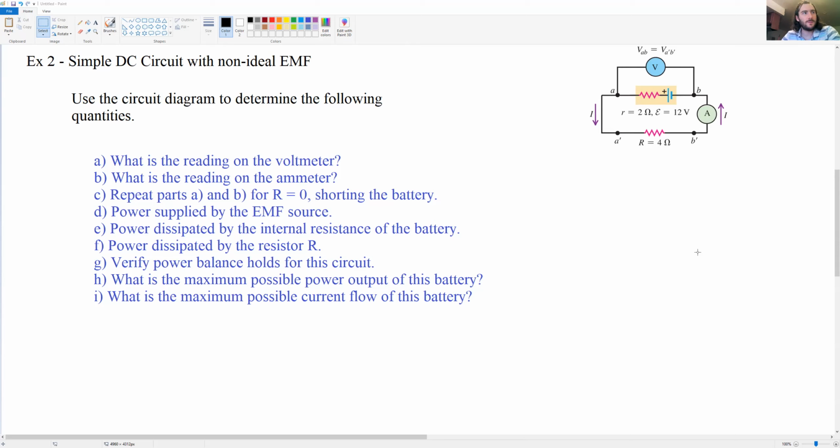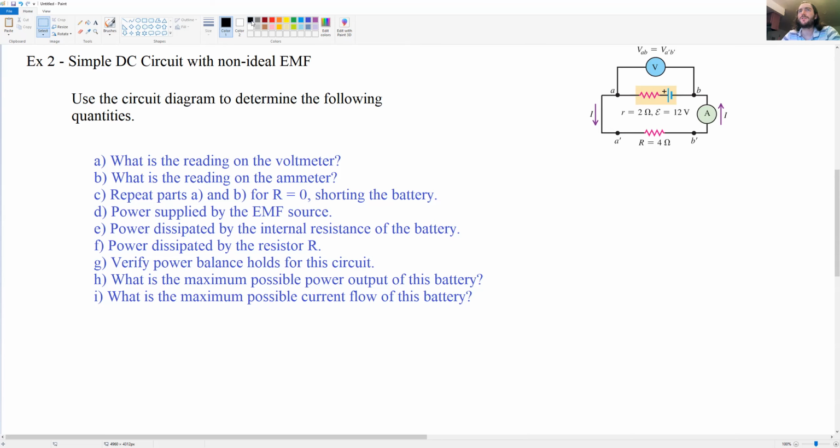But if we go through the theoretical process of analyzing that situation when we short the battery, what it tells us is something about perhaps the maximum amount of current that could flow in that circuit, which is a question I've asked later, or it tells you about the maximum amount of power that that battery can output. Those are some of the later questions. So once you go through A, B, and C, then I'm asking some questions about power.